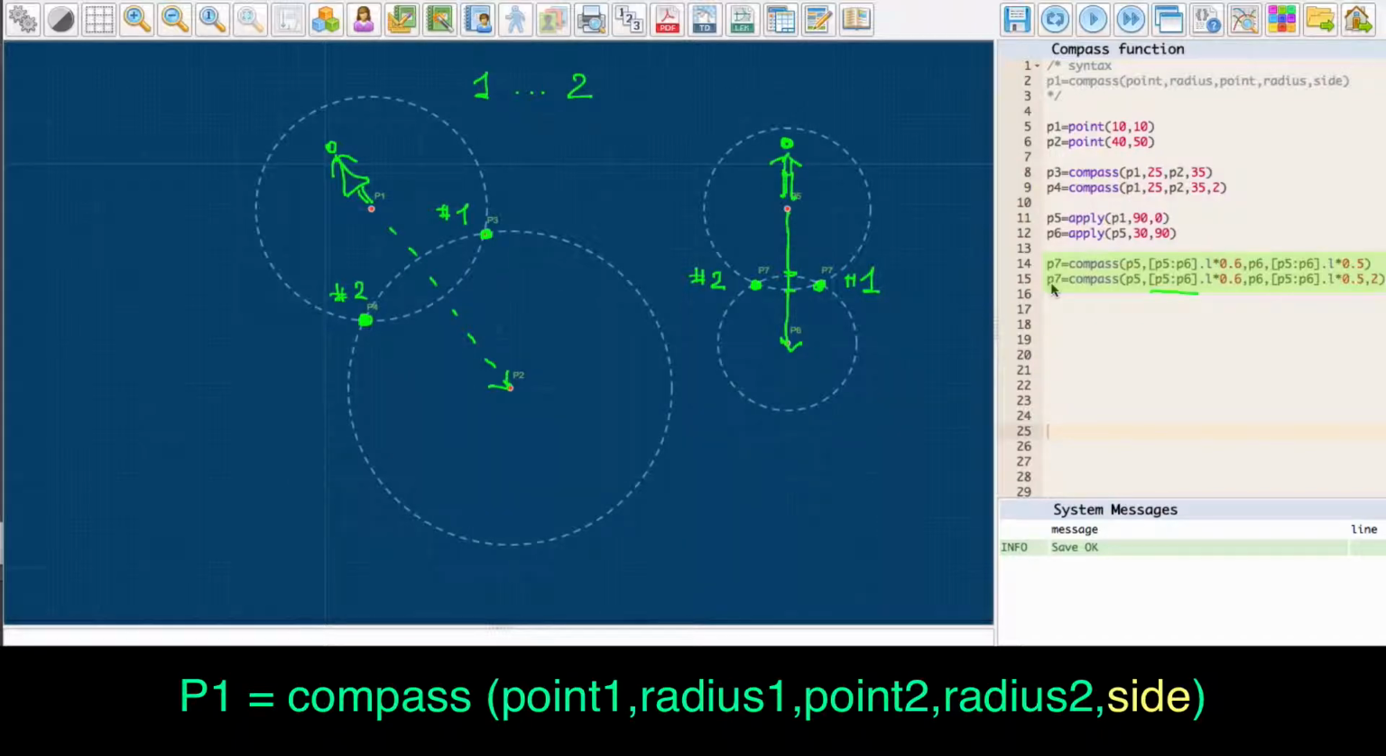Now, what happens if you use the same name of a point? After you create a point with the same name, you can no longer refer to the point that you created first. If you decide to refer to P7 later in the code, you will work with the last point that was created under this name.